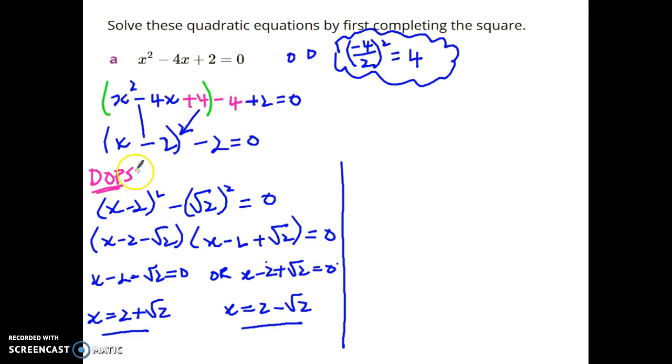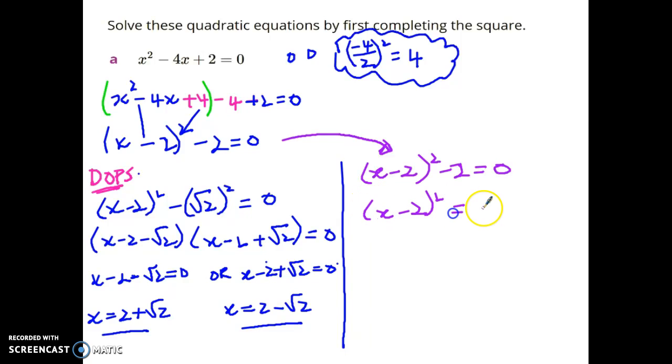Another option that you could do if you're not comfortable with dotting is that you could just go straight from here, straight from that step there, and do some backtracking. So I have x minus 2 all squared, take 2 equals 0. Then my minus 2, I'm going to move over to the other side, so I would have x minus 2 all squared equals 2.